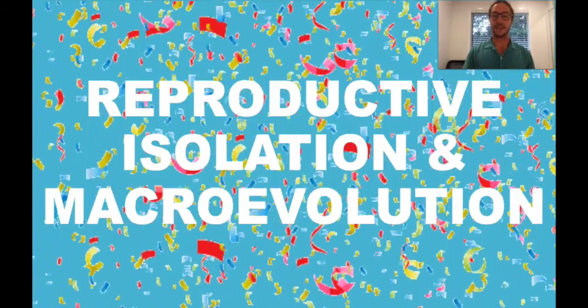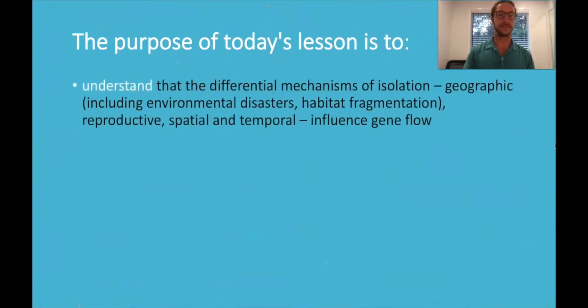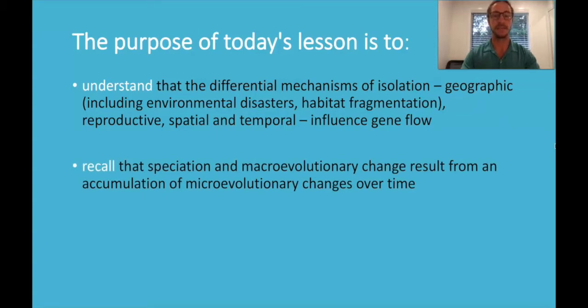From QCAA, the learning goal for today's lesson is to understand that the differential mechanisms of isolation, geographic, including environmental disasters, habitat fragmentation, reproductive, spatial, and temporal, they all influence gene flow. And lastly, to recall that speciation and macroevolutionary change result from an accumulation of microevolutionary changes over time. So here you can pause the video and write down your own version of those learning goals now. Okay, let's get into it.